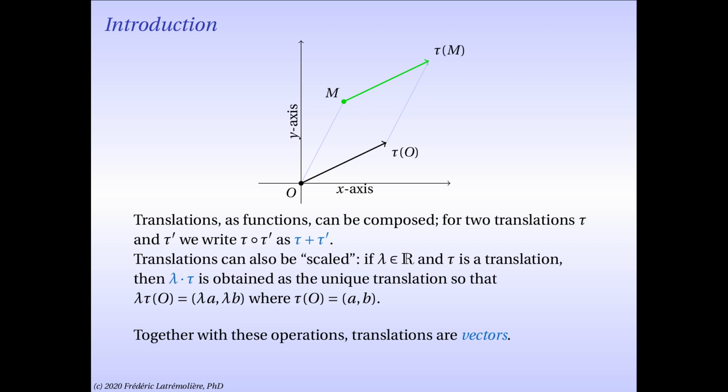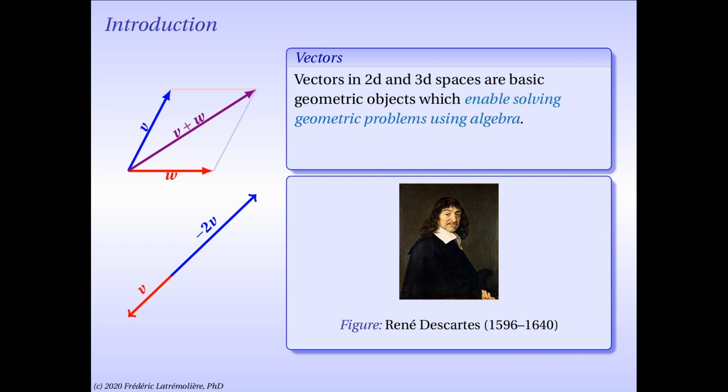It is customary to represent vectors as arrows. As you can see on the pictures, we have two arrows, a black one and a green one. They represent the same translation, so they represent the same vector. Vectors in 2-dimension and 3-dimension are basic geometric objects which enable solving geometric problems using algebra. This is a very deep idea due to René Descartes, who introduced the notion of coordinates.